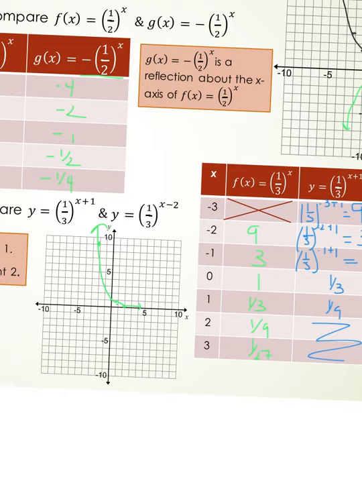Then we're going to graph the next one. Note that we will have in our XY table -2, 3, -1, -3, 9, I forgot that one. We will have -1, 1, 0, 1/3, and then 1, 1/9.